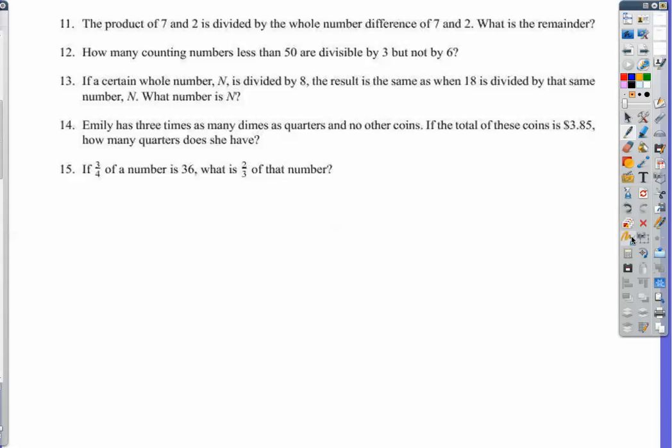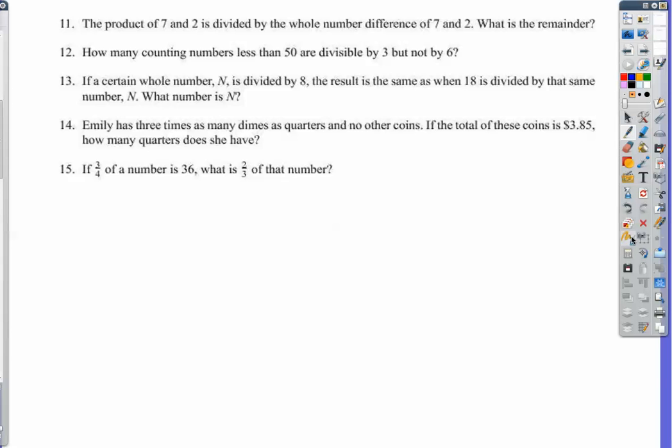Alright, how many counting numbers less than 50 are divisible by 3, but not 6? So again, a little vocabulary first. A counting number is a number that you count. Not too surprising, like 1, 2, 3, 4, 5, 6, and so on. So those are our counting numbers. And so we need to have a counting number that is less than 50, but divisible by 3, but not 6.